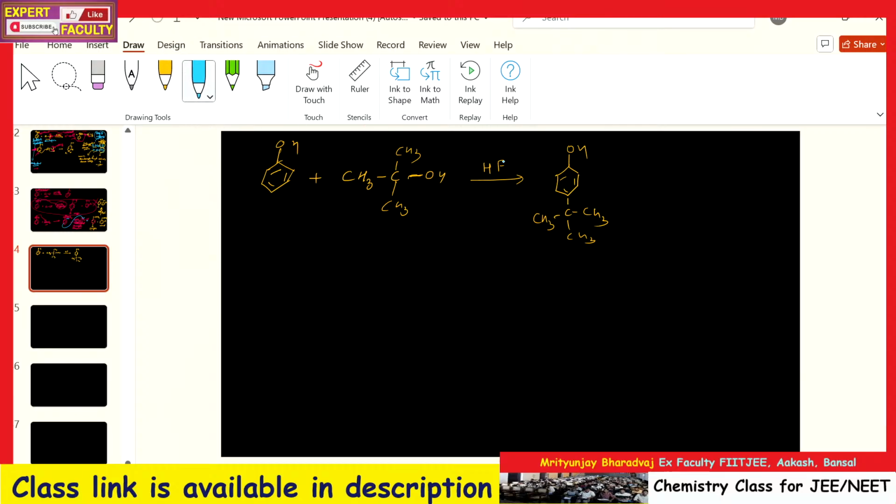It is a weak acid. So some of the molecules of alcohol will get protonated, and when protonated, it will leave the molecule in the form of H2O. Carbon will become positively charged, and at that carbon there will be a nucleophilic attack from the benzene ring. So please note it.